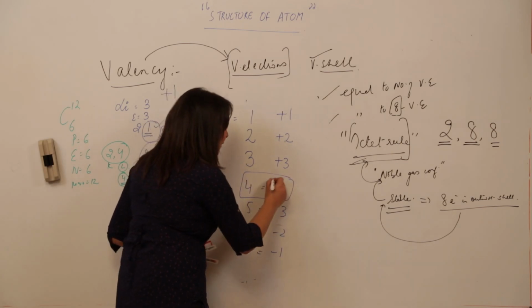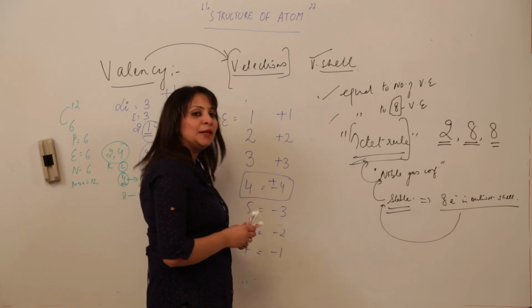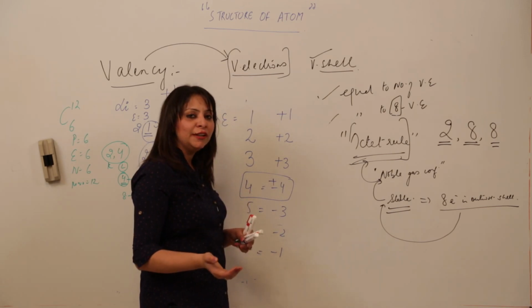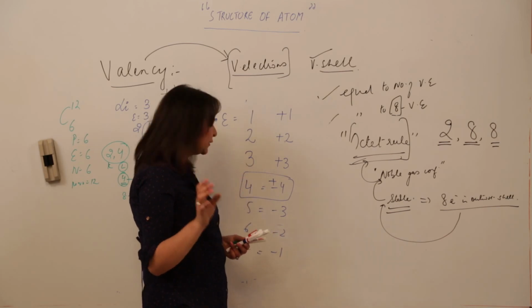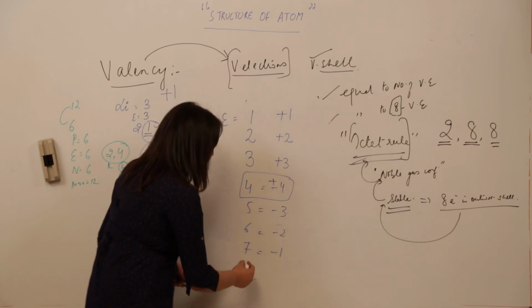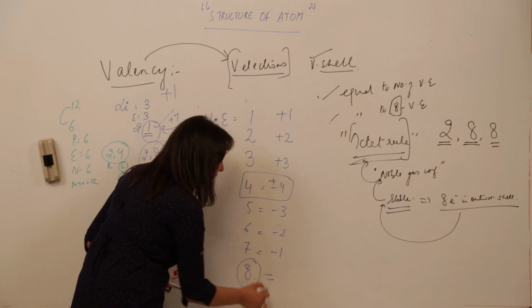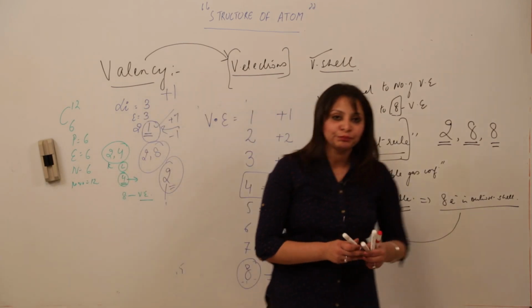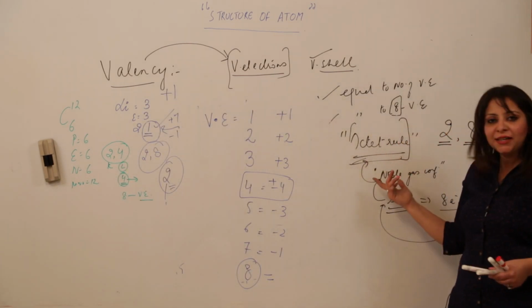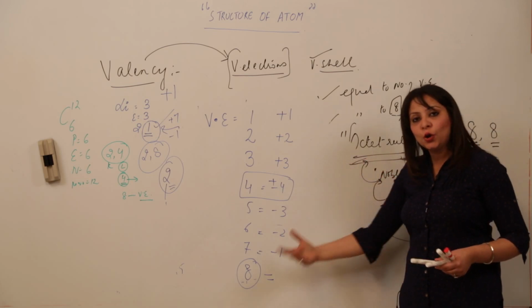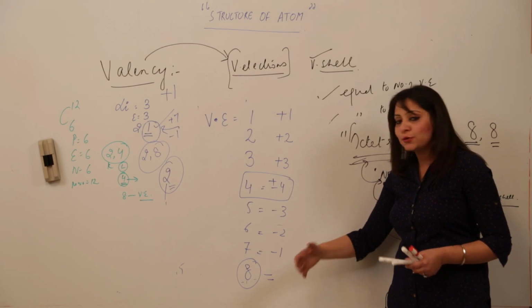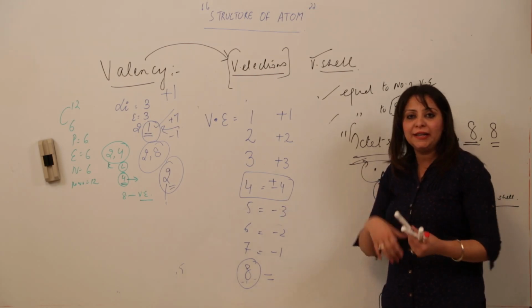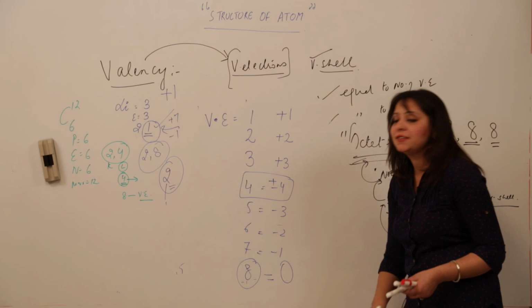Now 4 can be +4 or -4, so just write ±4. In some compounds it shows plus valency and in some it shows minus. So for 4, write ±4; either can be. And if it is 8, then the octet is complete. It has already got stability, the noble gas configuration. It doesn't have to lose or gain electrons. So its valency is 0.